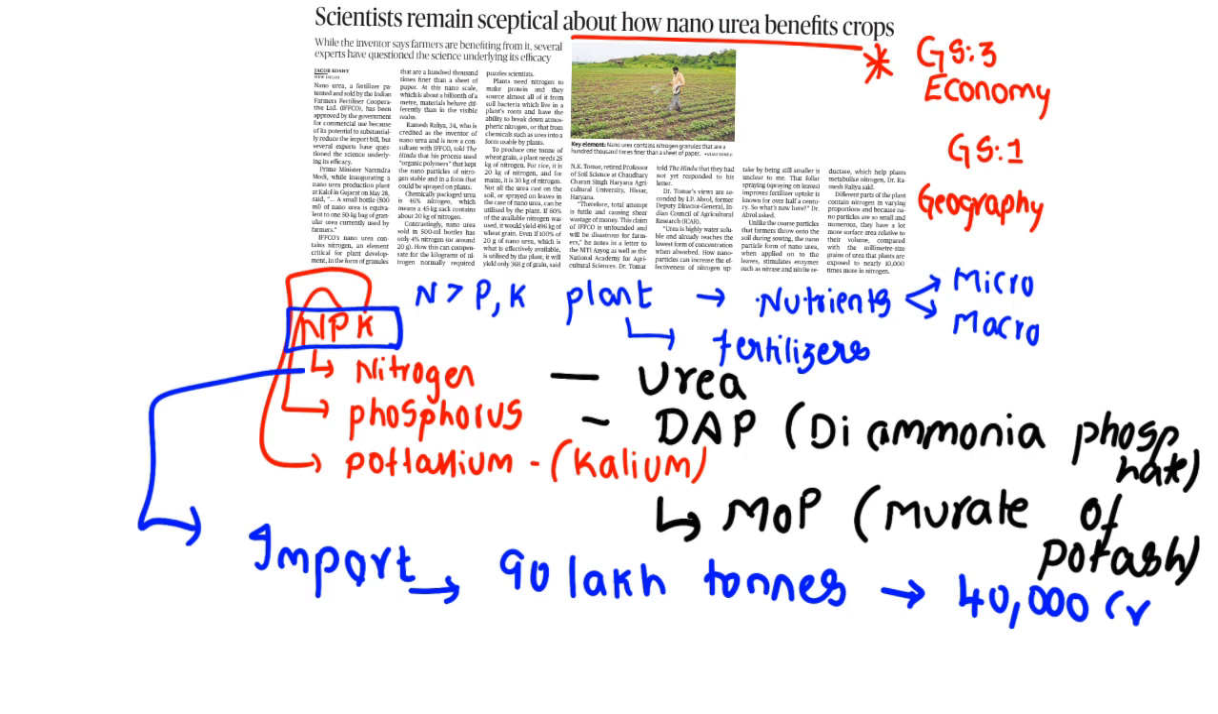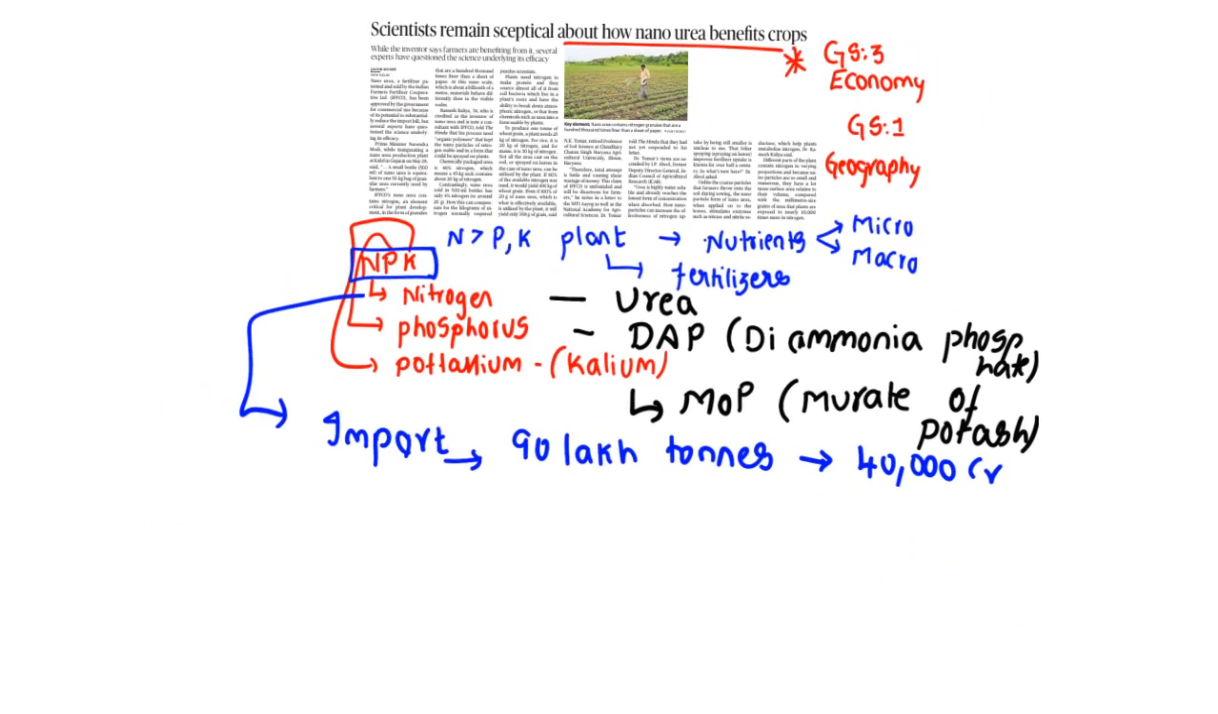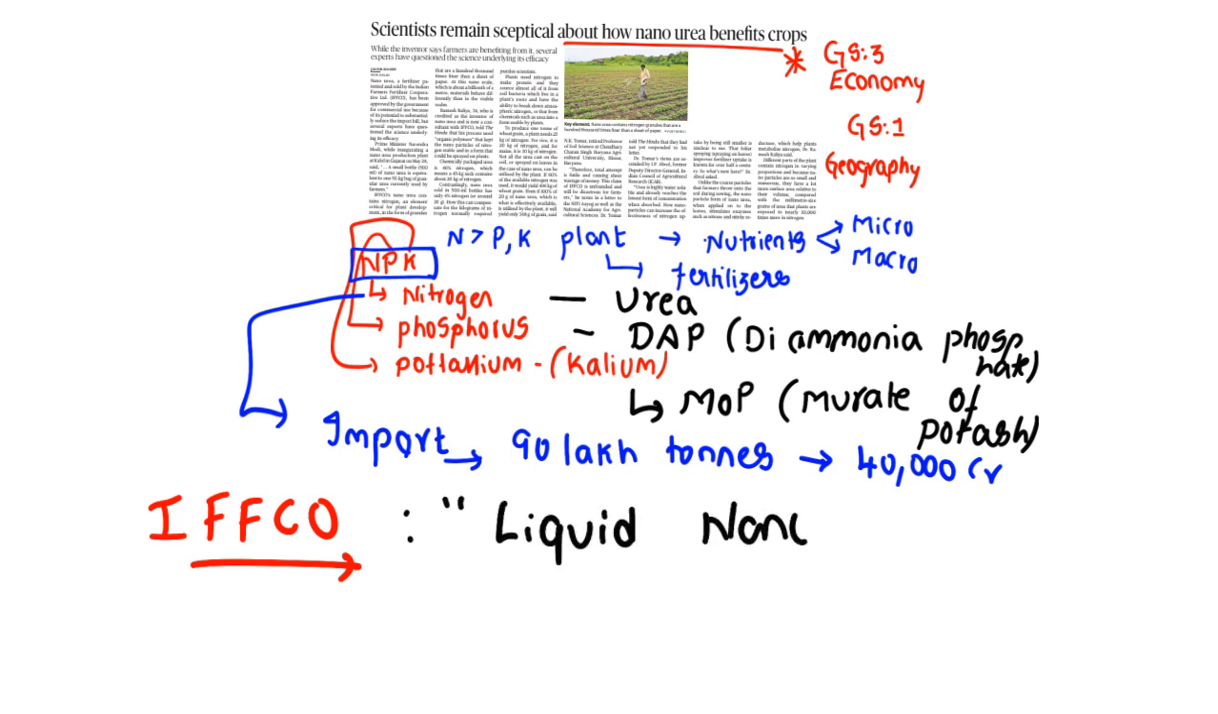So on seeing all these things, there is one cooperative society that is called IFFCO. Clear? This is Indian Farmers Fertilizer Cooperative Limited. Clear? So this is a patented one. Why? Because IFFCO has come with one product that is called liquid nano urea fertilizer. Clear? Liquid nano urea fertilizer. This is a patented product of IFFCO.